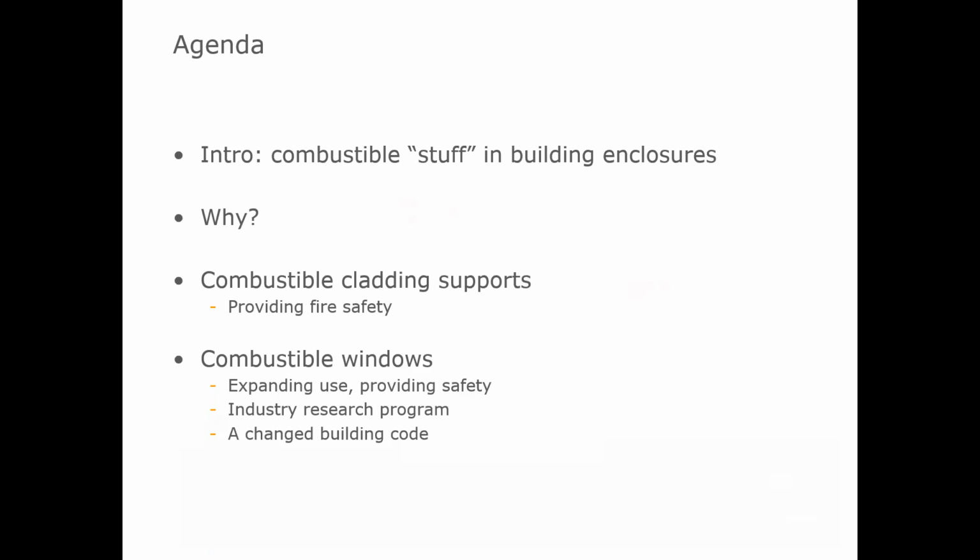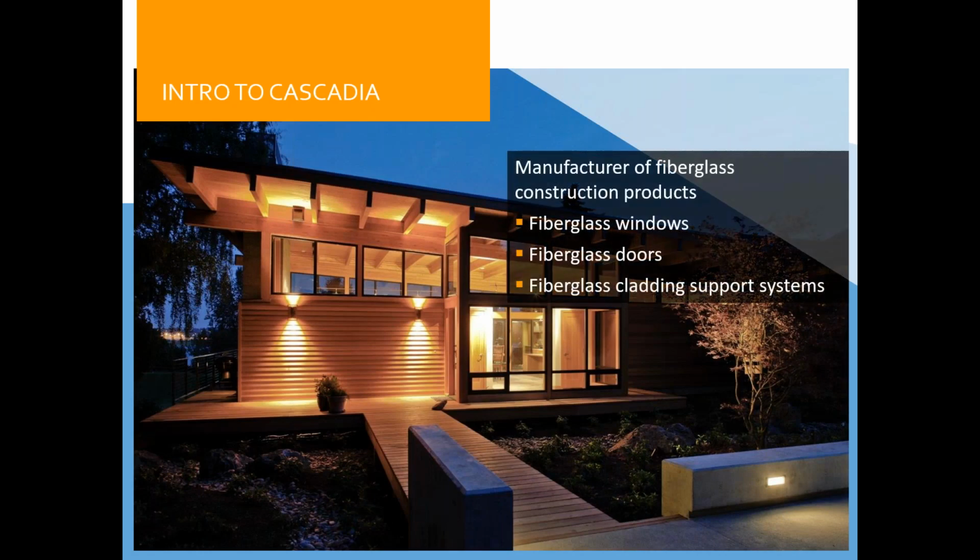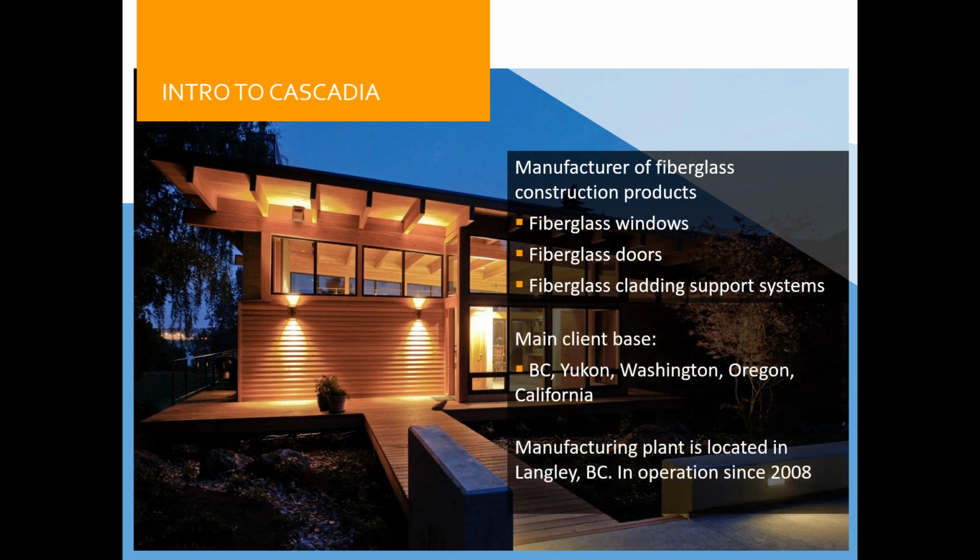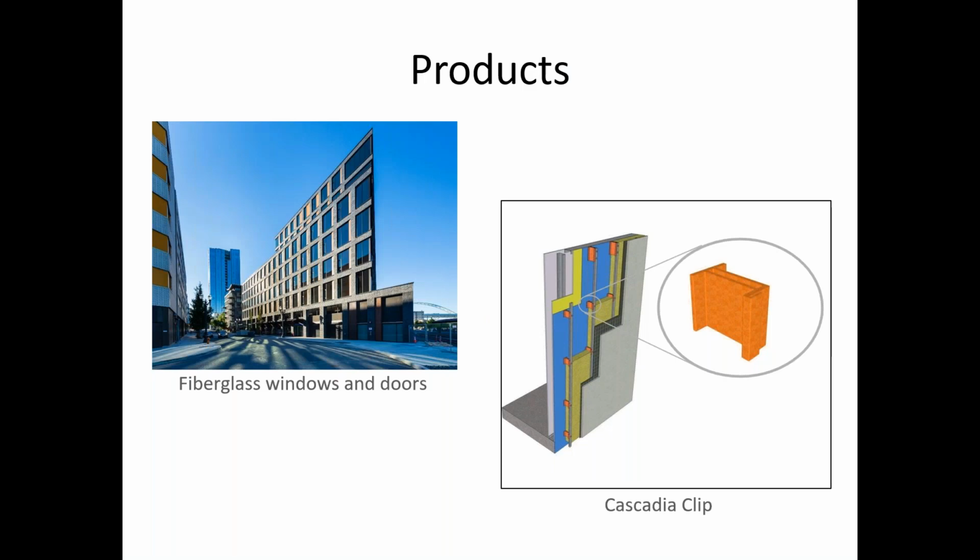First, a quick intro to Cascadia before we get into that. Cascadia Windows, as you've probably already guessed, is a manufacturer of fiberglass windows and doors and a cladding support system known as the Cascadia Clip. We've focused on fiberglass for our building enclosure products because fiberglass gives us the opportunity to work with a very structurally predictable material, but it also has advantages for thermal conductivity.